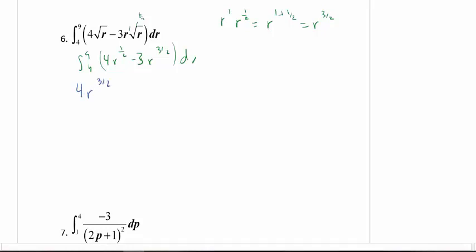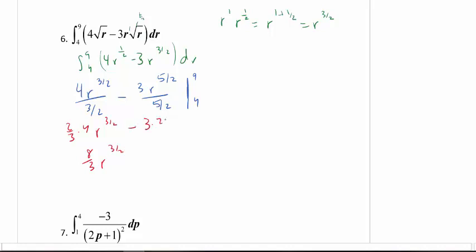Add 1 to the exponent, divide by that exponent, add 1 to the exponent, divide by the new exponent. I'm going to flip those to, again, make them so that I can deal with it. So this is going to end up being 2/3 times 4, which is going to give me 8/3 r to the 3/2. Here I'm going to get 3 times 2/5, and that's going to give me a minus 6/5 r to the 5/2.